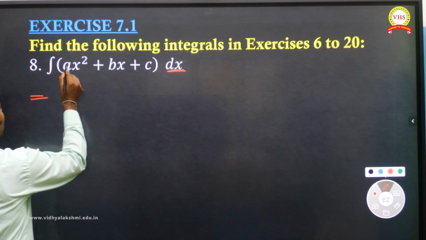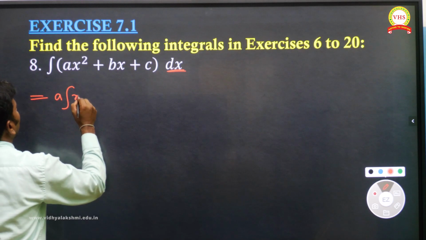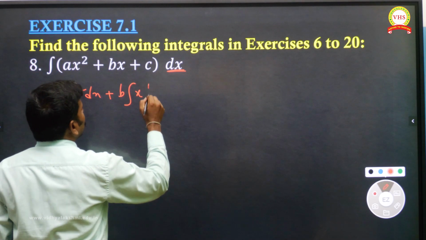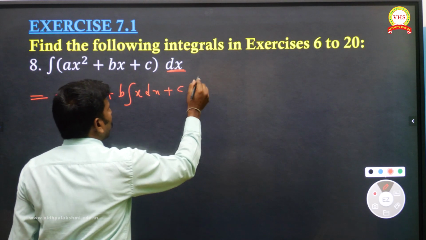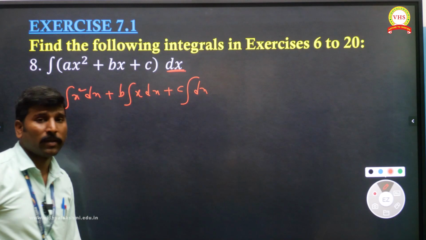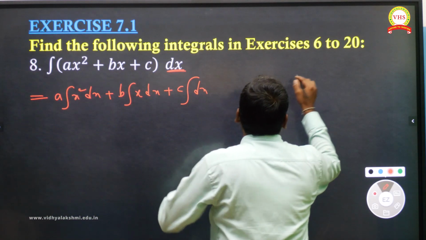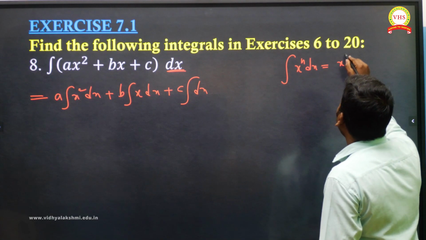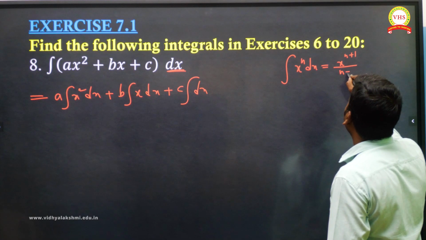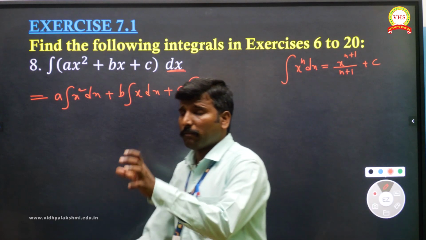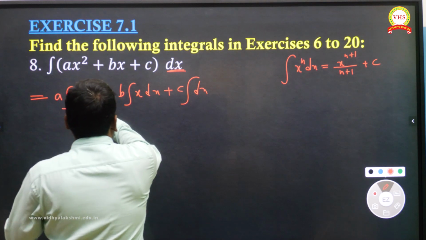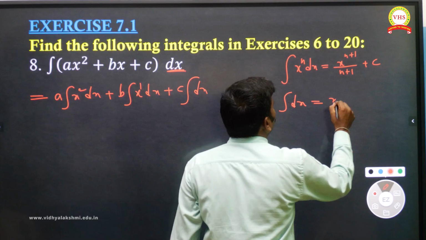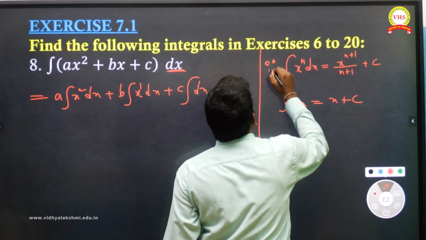Right, fine. Now a is a constant, let it be outside, and x square dx plus b also constant, let it be outside, x into dx plus c also constant, let it be outside, just integral dx. Okay, now for everything you have to apply the formula integral x power n into dx, which is equal to x power n plus 1 divided by n plus 1 plus c. Here we have a different power. Here 2, here 1, here no variable, which means integral dx, which is equal to x plus c. Only these two formulas I'm going to use.